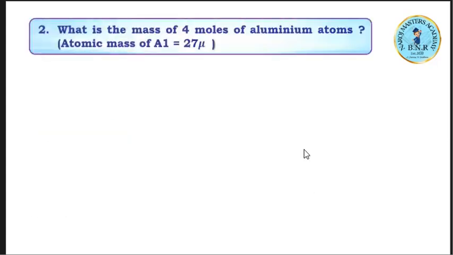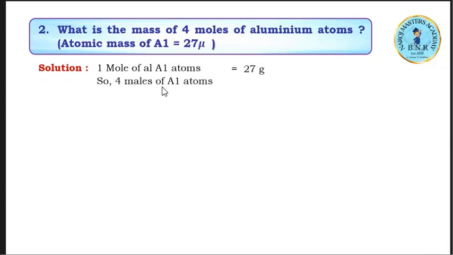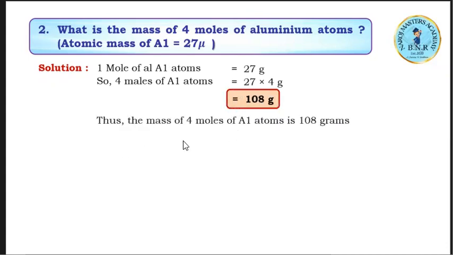Now do for this, what is the mass of 4 moles of aluminum atom? Aluminum atomic mass is 27 units. Very simple step. 1 mole is equal to 27, then 4 moles is equal to how much? 4 moles of aluminum atom is equal to 4 into 27. That's it. 108 grams. Thus, the mass of 4 moles of aluminum atom is 108 grams. Over. Very easy.